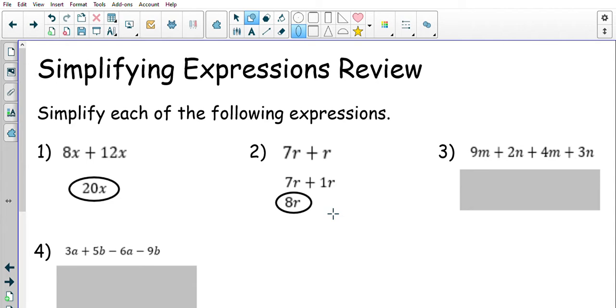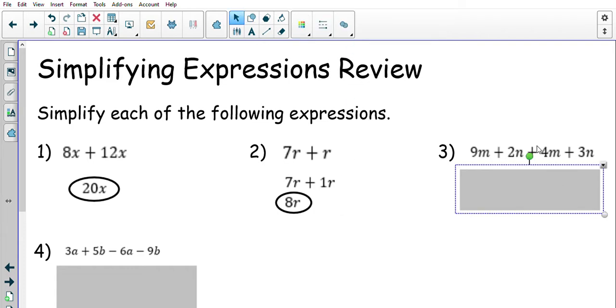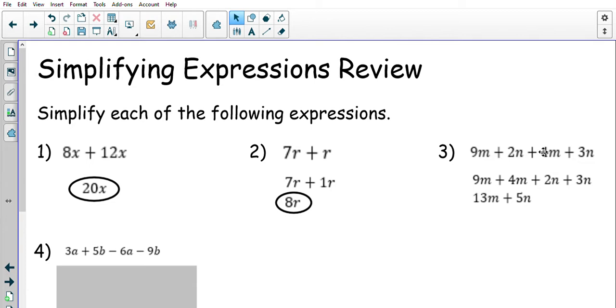So number 3 involves two different variables. So you've got 9m plus 2n plus 4m plus 3n. So I'm going to reorder this. Everything's addition, so I can move the order around however I want since addition is commutative. So I'm going to move the m's next to each other and the n's next to each other.